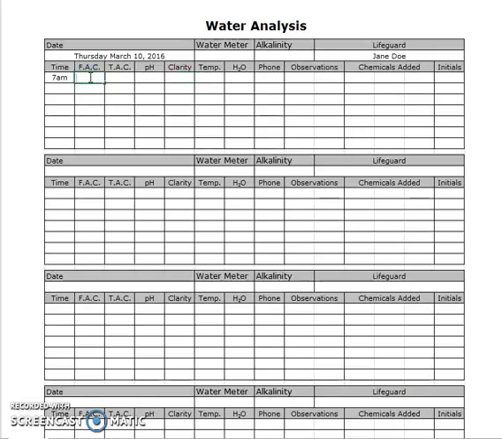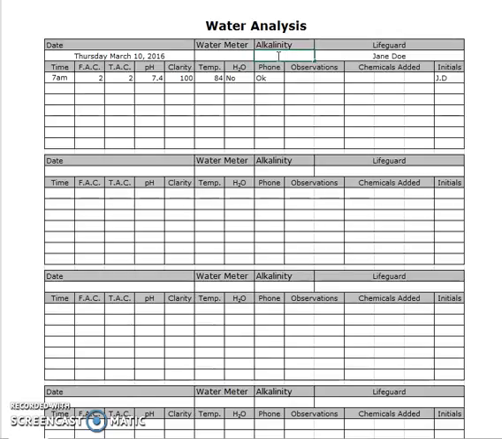So let's say here your FAC was 2, TAC 2, pH 7.4, clarity was 100, temperature was 84. You did not need to add any water. So no water, and the phone is okay. No observation, and you didn't need to add any chemicals because they were in the normal range. Also, initials, GD, and the alkalinity that you need to test on a daily basis.